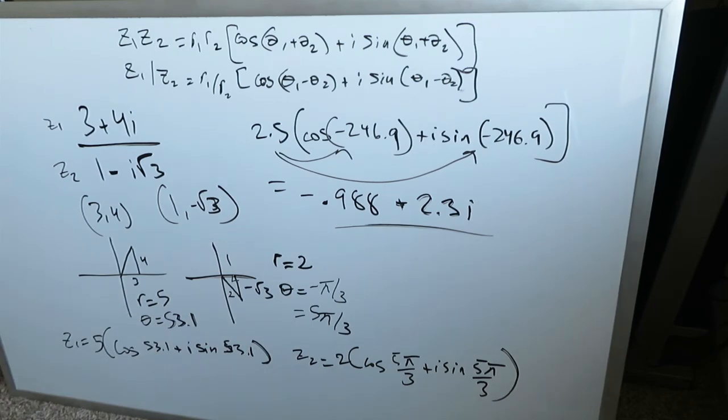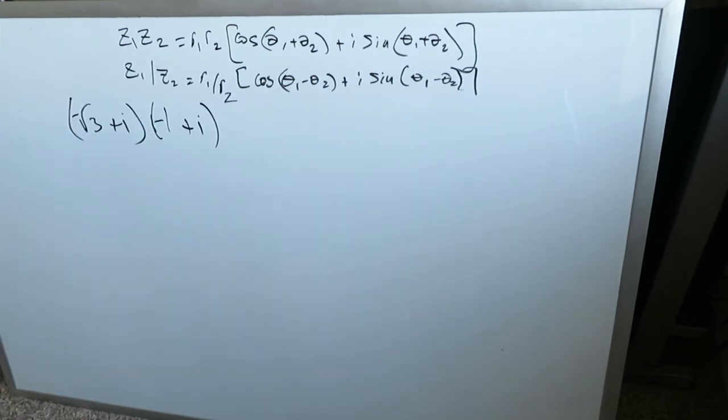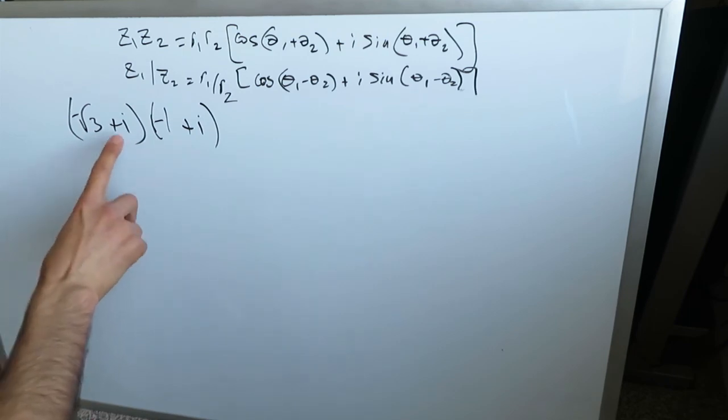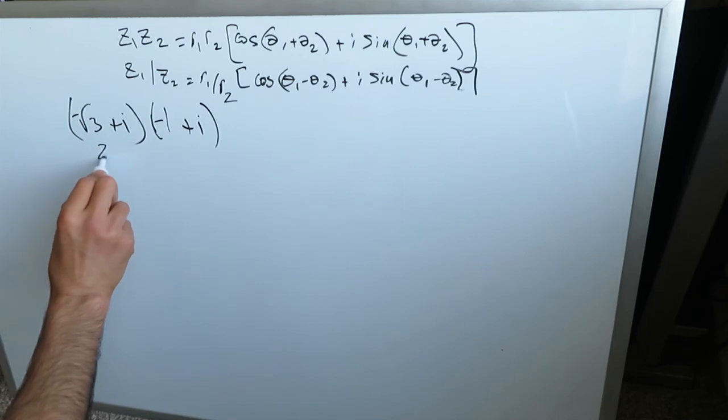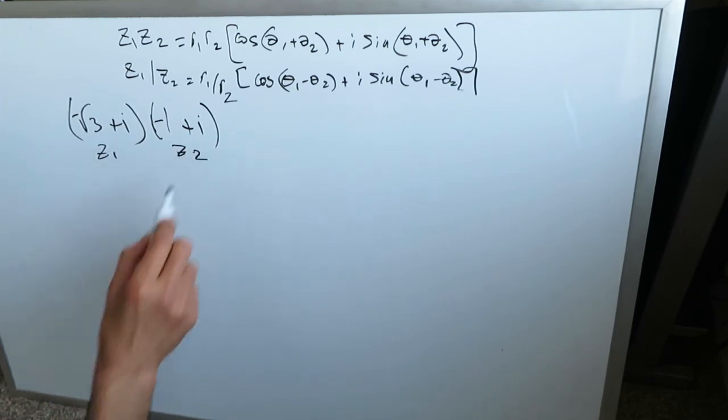I want to end this video with this next question. It will be our last. So our question here is to find the product of these two complex numbers, minus root 3 plus i times minus 1 plus i. This here is my z1 and this here is my z2.